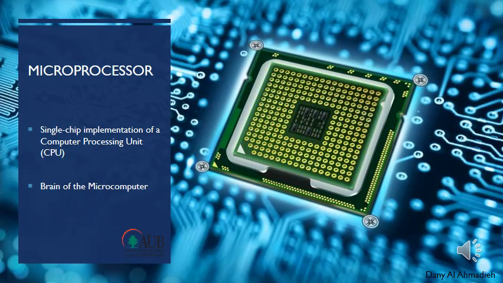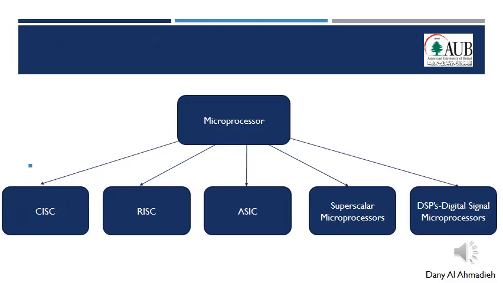First, let's define what a microprocessor is. A microprocessor is a single chip implementation of a computer processing unit, or the CPU, which is the main part of the computer. It's a complex integrated circuit comprised of millions of transistors, and it's capable of processing millions of instructions per second.